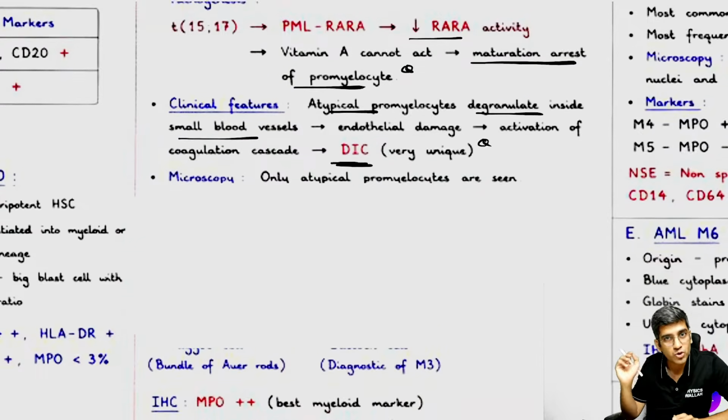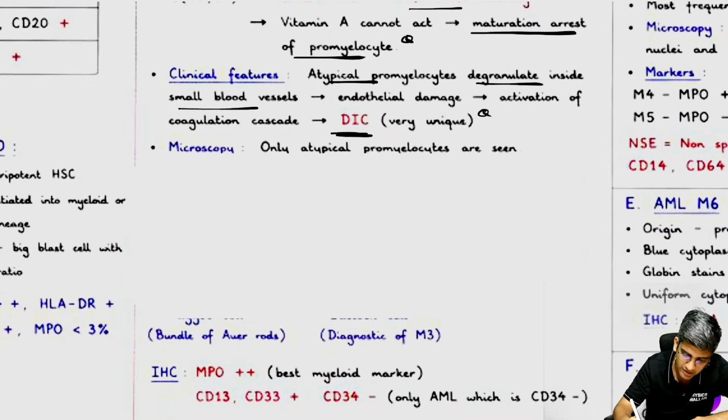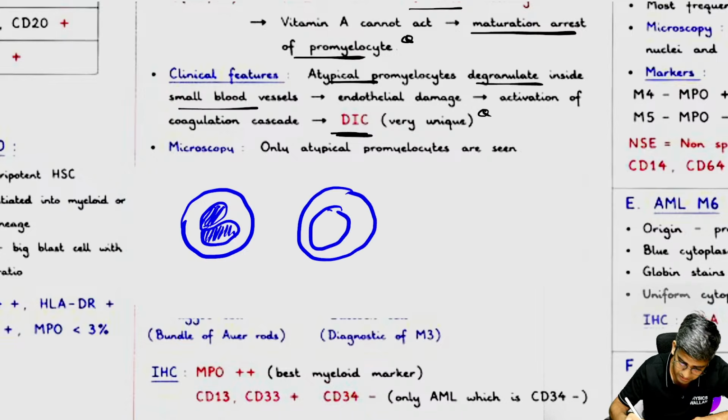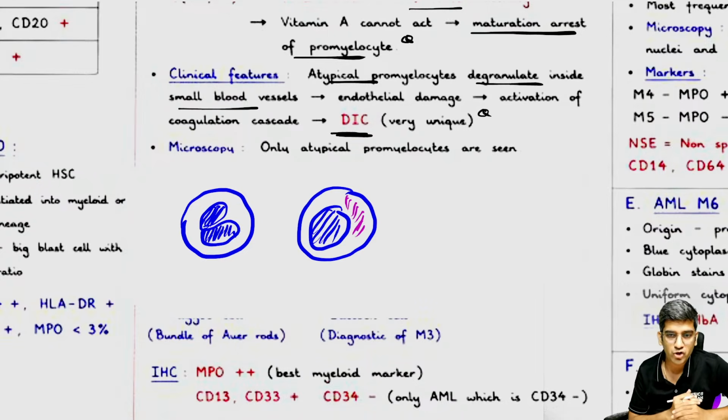And microscopy is also unique, right? There are two findings here. One, I'll have a cell which has less granules, but the nucleus will be completely indented or cleaved. What's the shape of this nuclei? And the second, I might have a cell, but I'll have lots and lots of Auer rods, bundles of Auer rods, right?